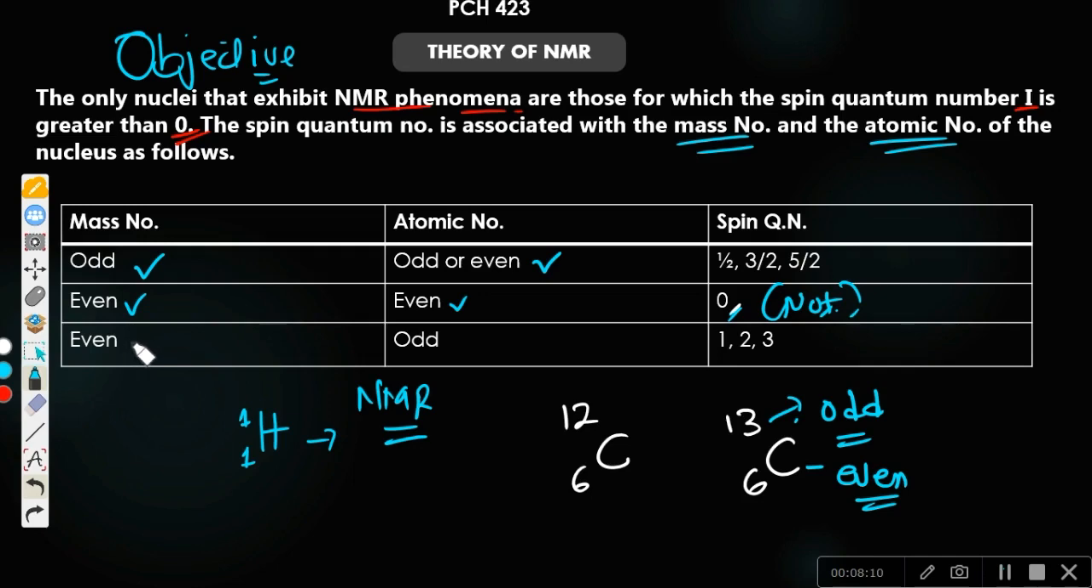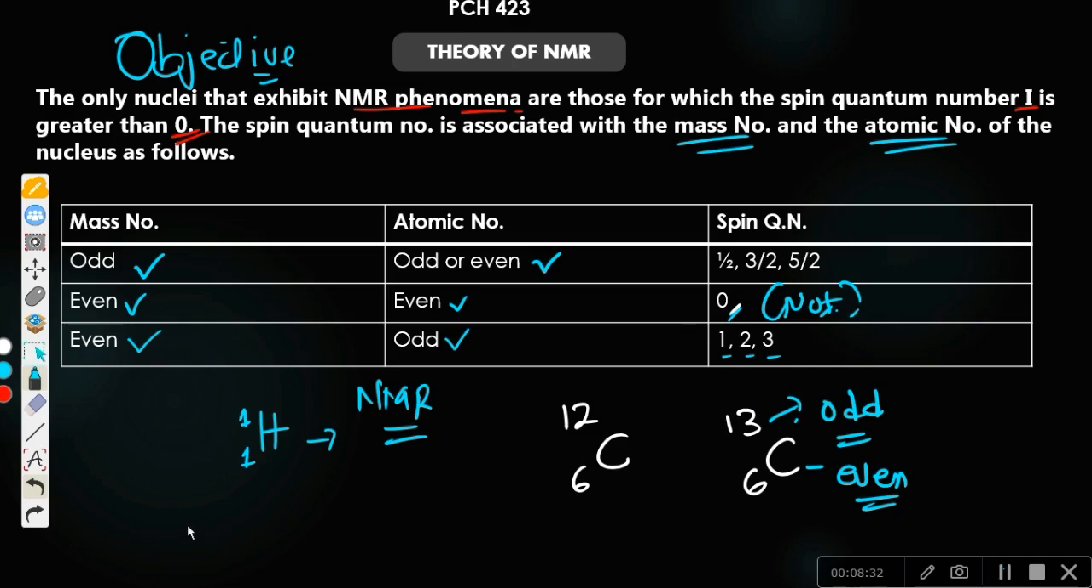Now, in a situation where the mass number is even and the atomic number is odd, what do you think will happen? The spin quantum number, what do you think the spin quantum number is? The atomic number is odd, but the mass number is even. Now, it can have spin of 1, 2, 3. Is that okay? So that is that.